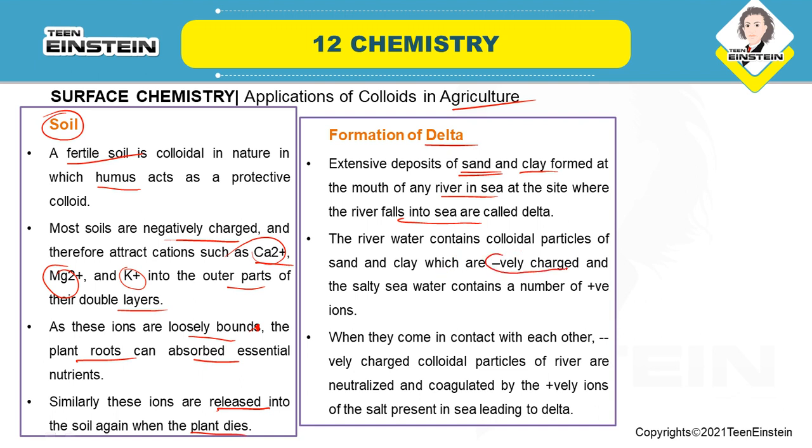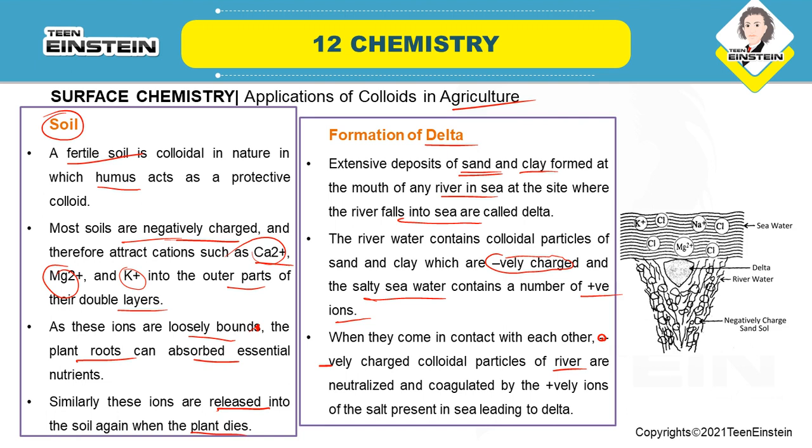This is negatively charged. See, here also you have seen soils are negatively charged. But when we consider salty sea water, it contains a number of positive ions. So again, oppositely charged ions are present. Obviously when they come in contact with each other, these negatively charged colloidal particles of the river will be coagulated by the positive ions of the salt present in the sea, and this will lead to the formation of delta.